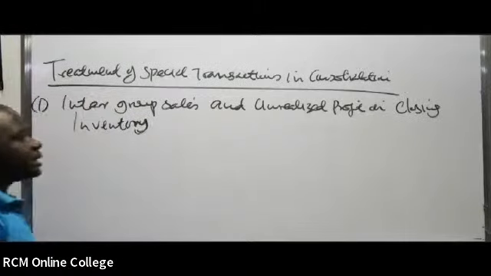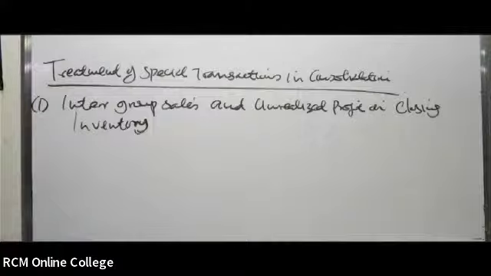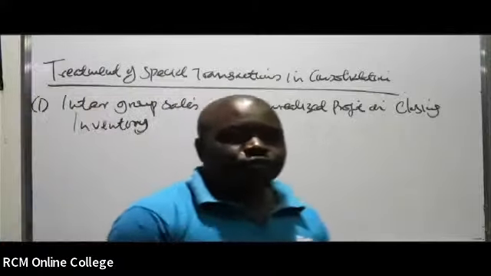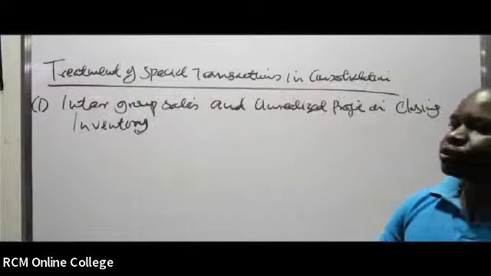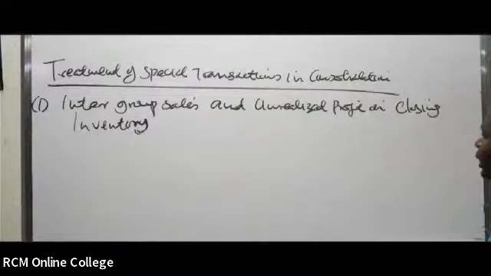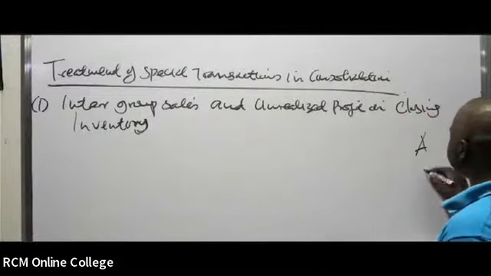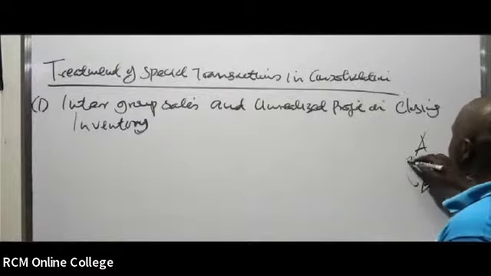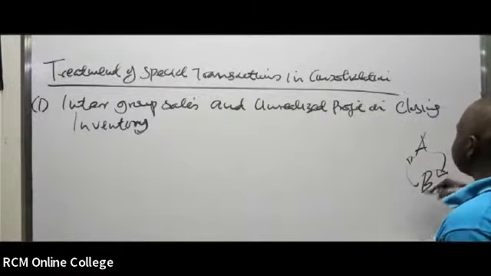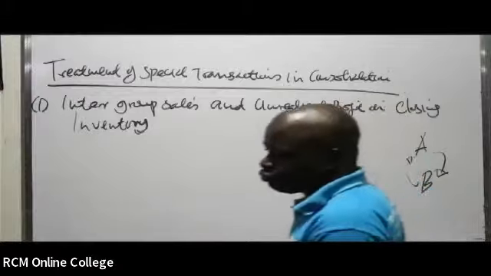Intergroup sales and unrealized profit on closing inventory. So what I mean by intergroup sales is, for example, if a member of the group sells goods to another member of the group. Like in this case, if you have a subsidiary that has maybe sold goods to this one, or maybe this one has sold goods to this one, how do you treat that kind of a transaction?